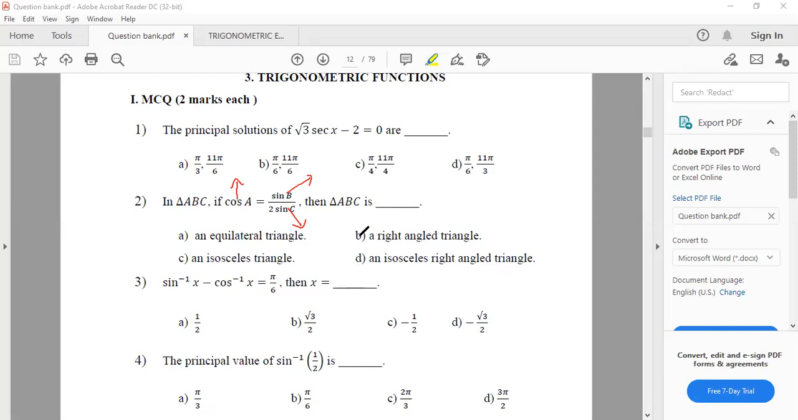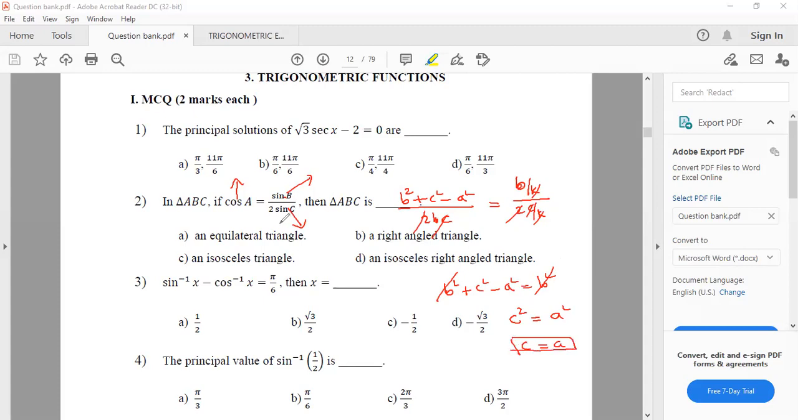Put the cosine rule. What is the cosine rule's formula? cos A is B square plus C square minus A square upon 2BC. By the sine rule, sin B is B by K, sin C is C by K. So K goes away, 2C goes away, multiply with A. B square goes away. C square equals A square. C is equal to A.